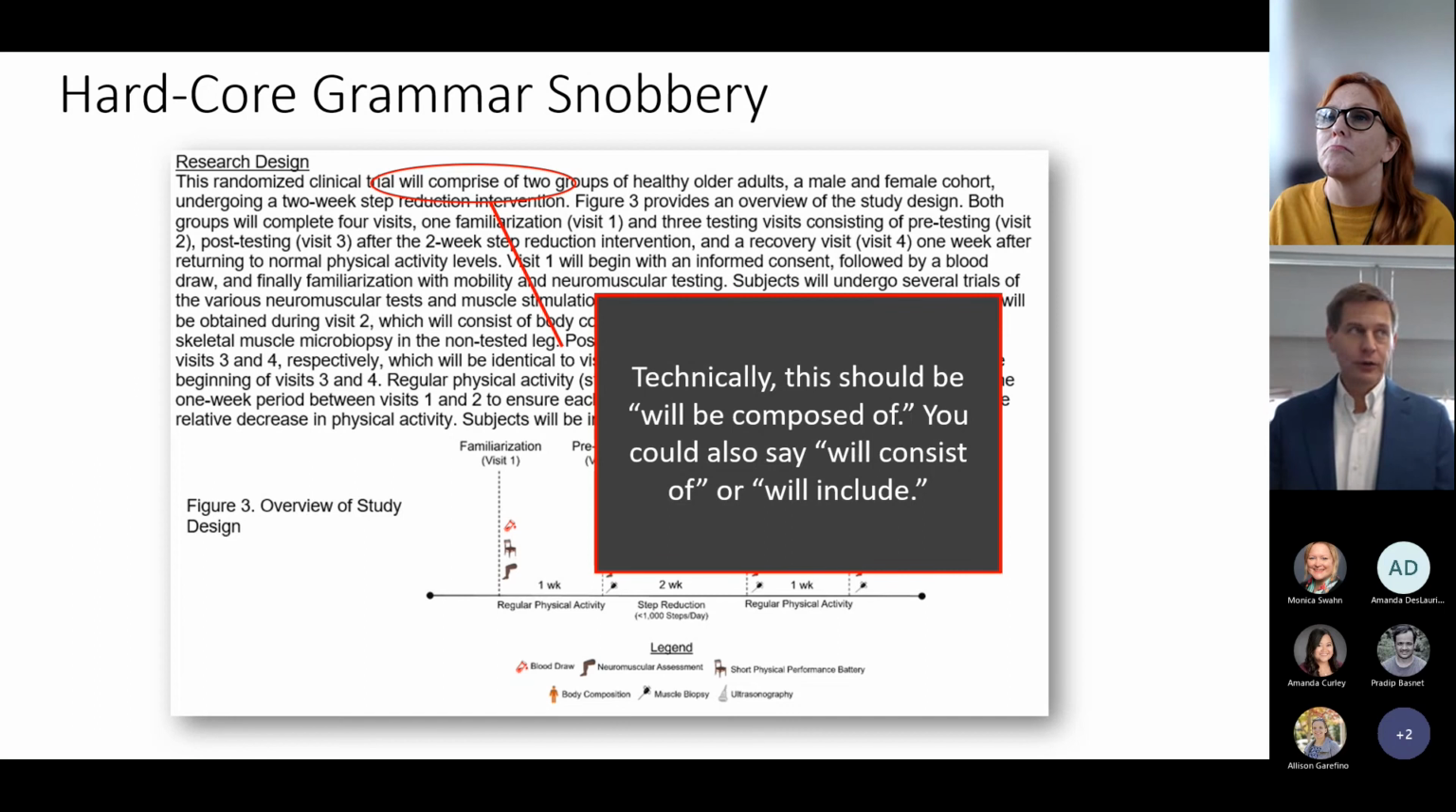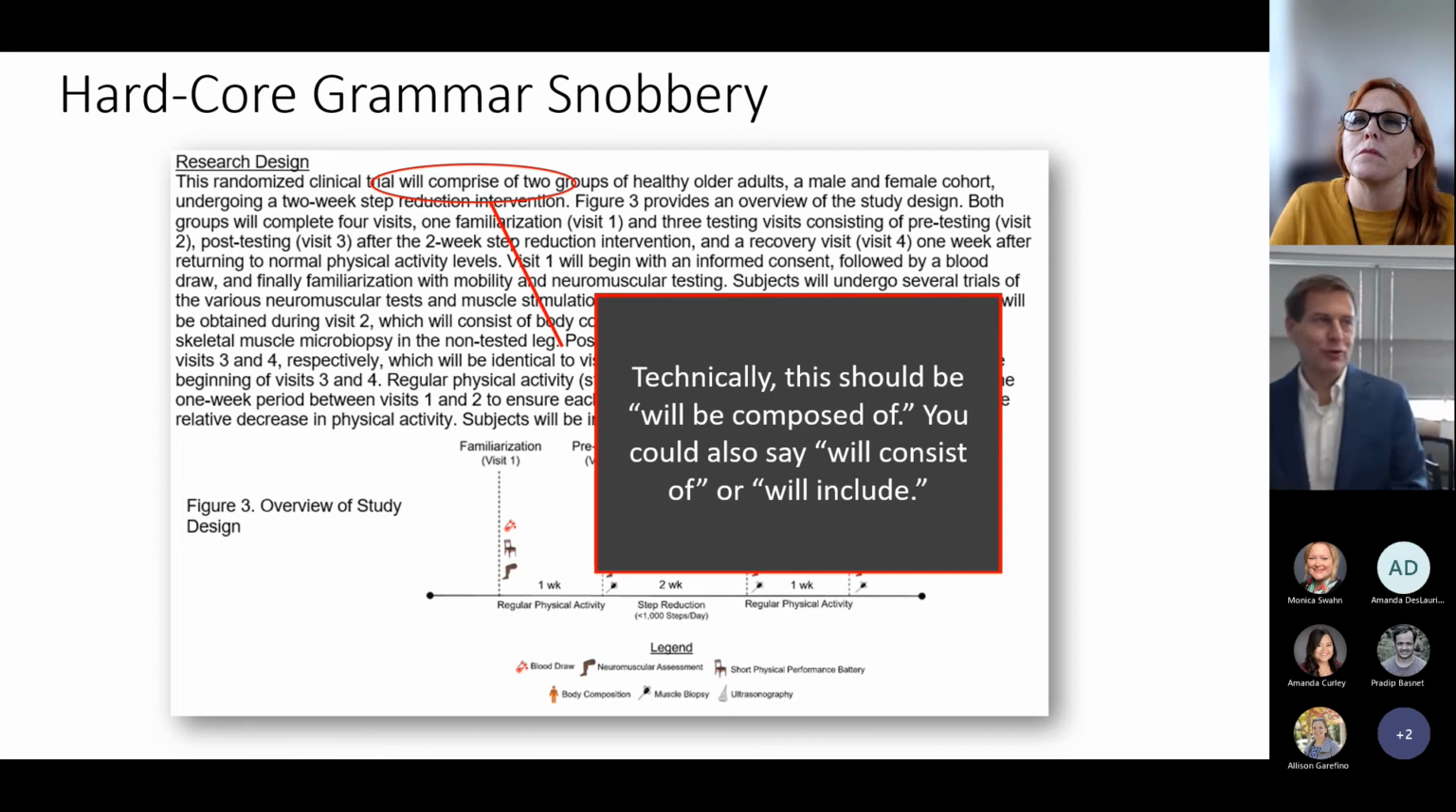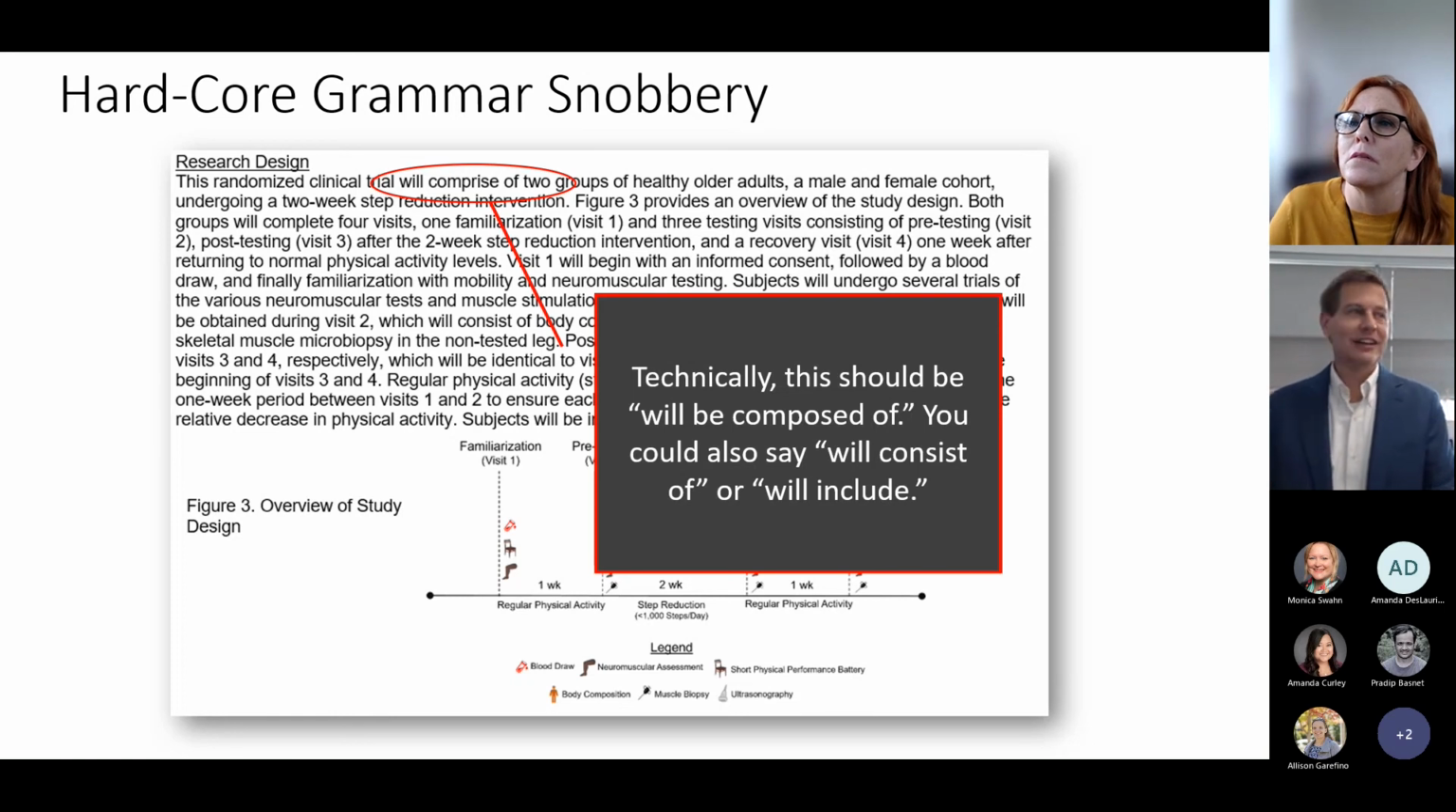And your review can include what I call here hardcore grammar snobbery. I'm a bit of a grammar pedant, and I know none of you will be my friend anymore, but this first line here is technically grammatically incorrect. It should not be comprised of, it should be composed of, or consist of, or include. So that's good feedback. I think it's snobbery, and maybe no other reviewer cares but me. But if you see things that are grammatically incorrect, point them out.